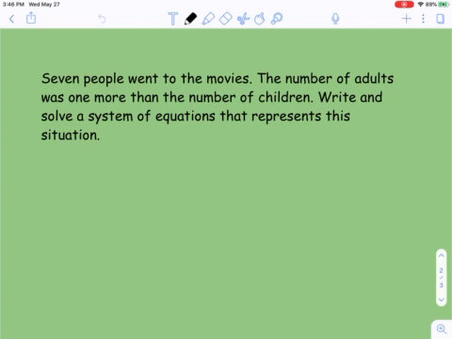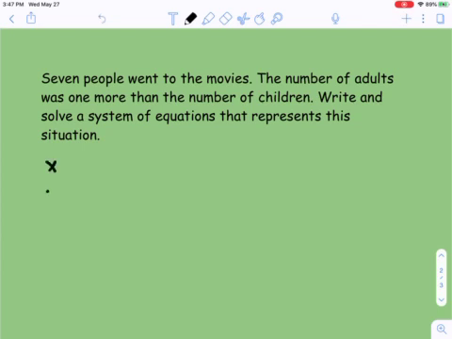So our first one is 7 people went to the movies. The number of adults was 1 more than the number of children. Write and solve a system of equations that represents the situation. All right, so we have to look at what the unknown quantities are. In other words, we're going to have an x and a y here.